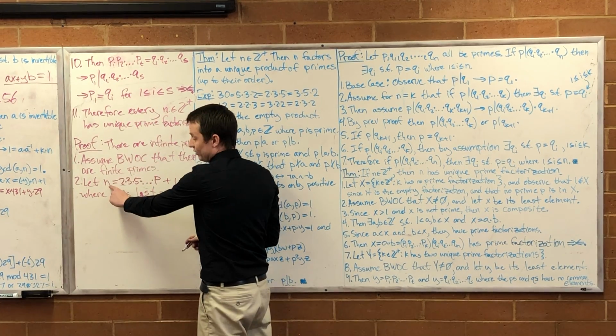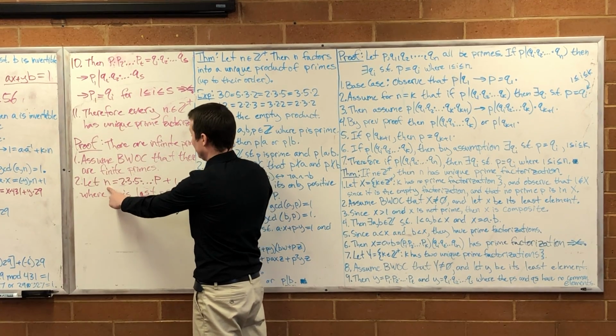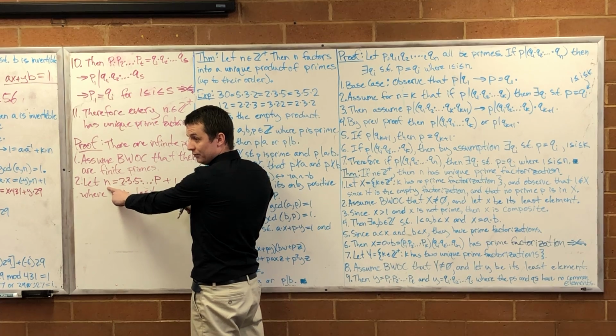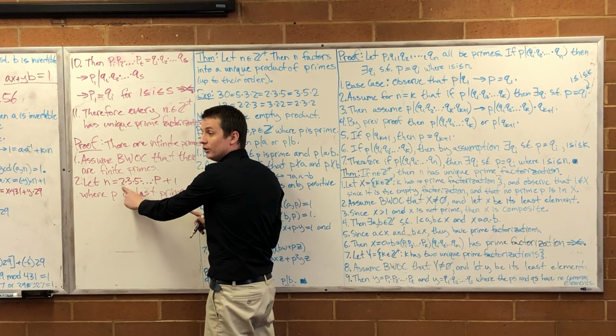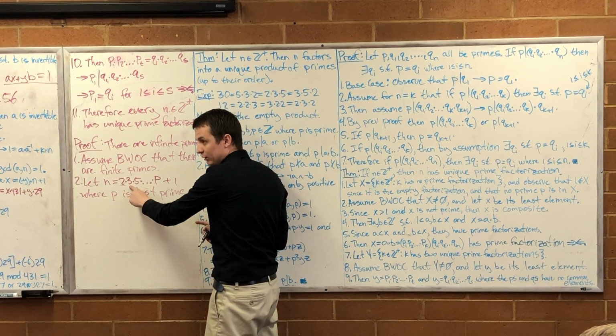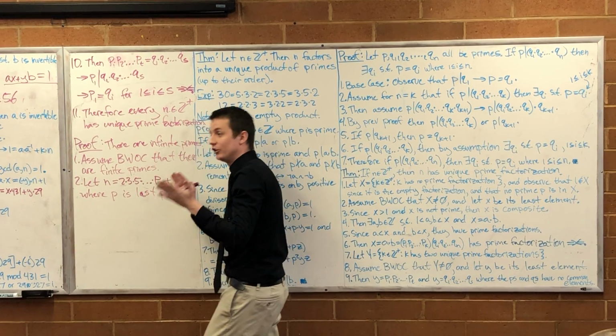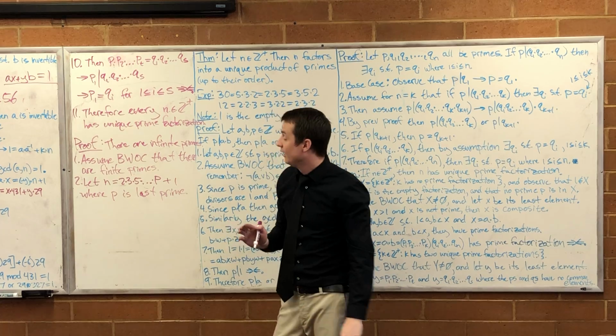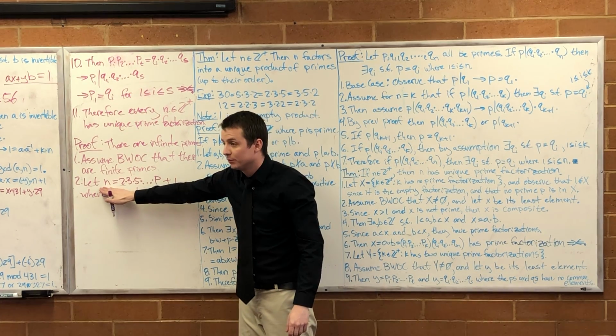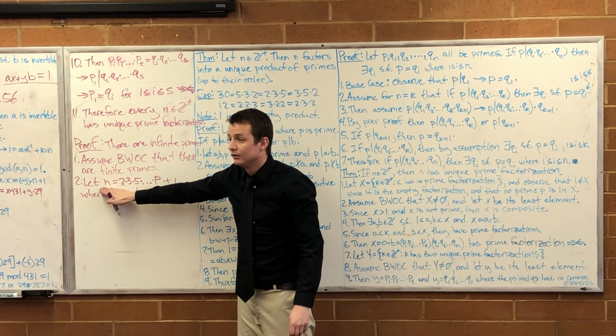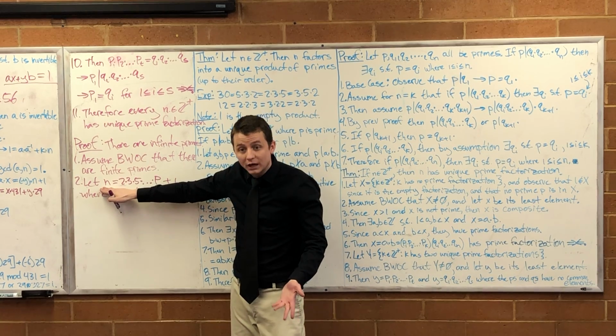Notice n is not divisible by any prime number. When you divide n by 2, your remainder is 1. When you divide n by 3, your remainder is 1. When you divide n by 5, your remainder is 1. When you divide n by 7, your remainder is 1. n is not divisible by any prime numbers. But it has to have a unique prime factorization.